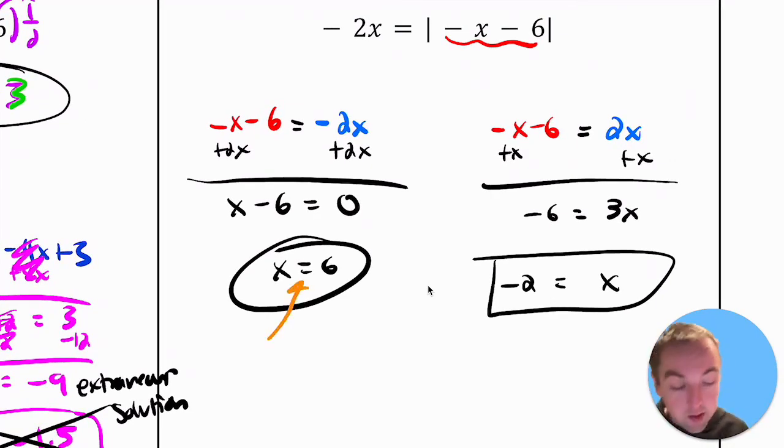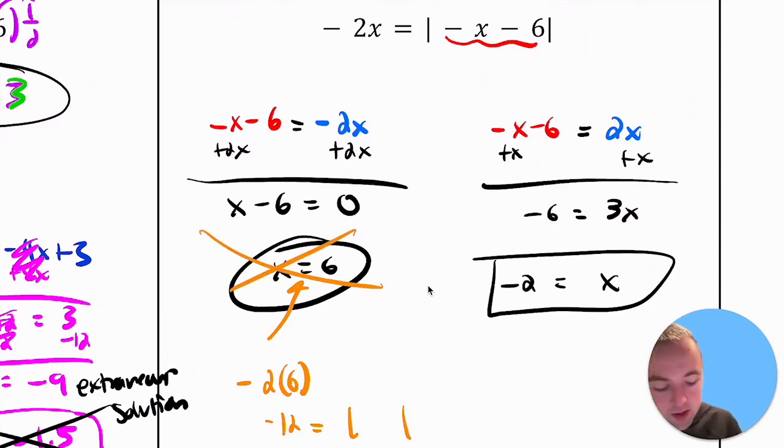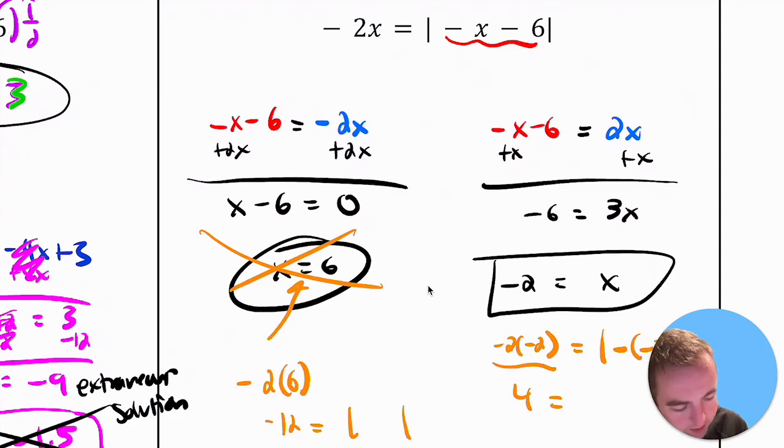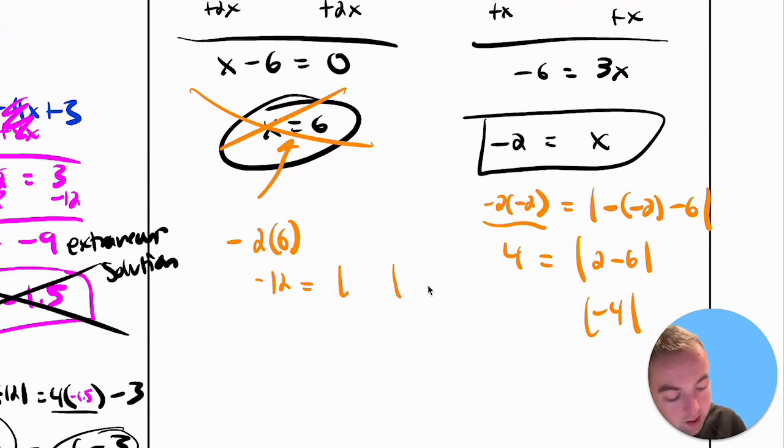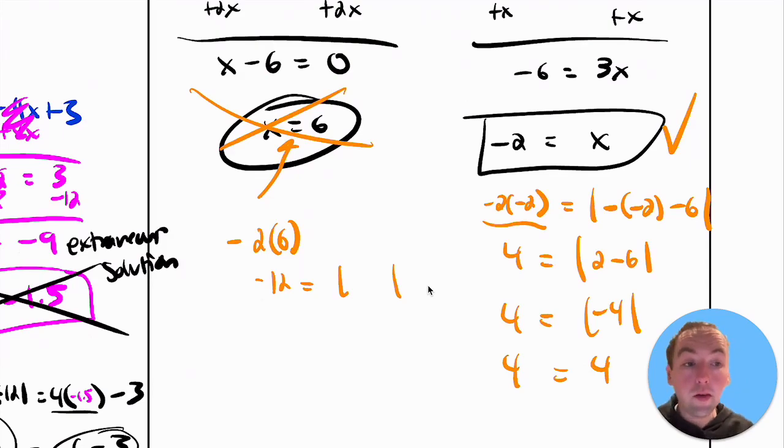If you plug in 6, you get negative 2 times 6. Already you could hopefully tell that this isn't going to work out, because you get a negative 12, but it equals the absolute value of something, so it's not going to work. So it turns out that 6 is extraneous. But if we plug in negative 2, the left side is negative 2, and the absolute value of negative of negative 2, so 2, minus 6. Right there you get 4 on the left. And 2 minus 6 is negative 4, but when you take the absolute value, you get 4. So that checks out okay. So it turns out that negative 2 is the solution to that equation.